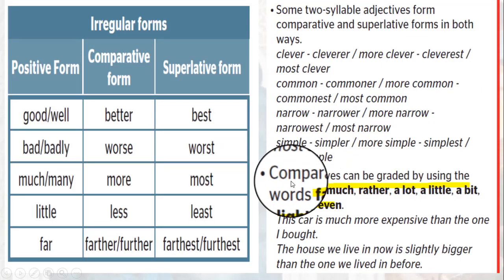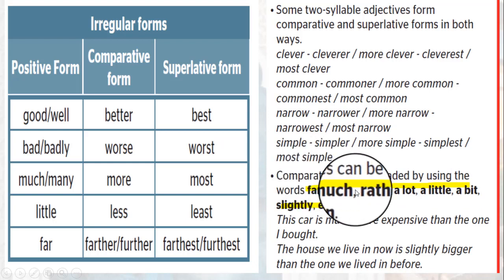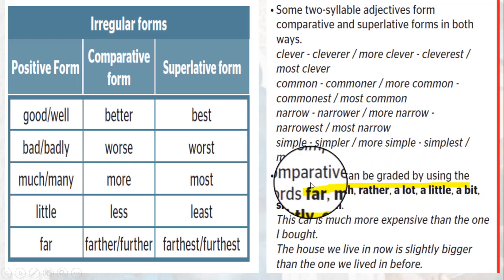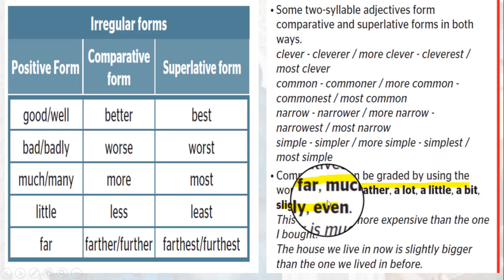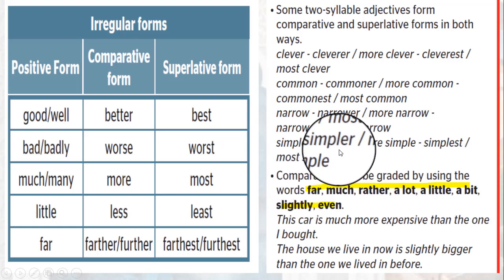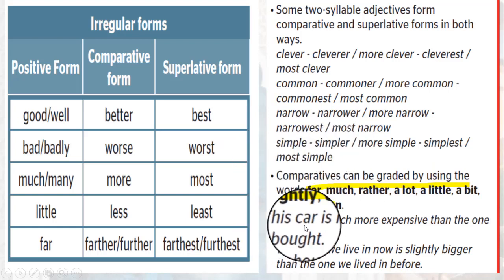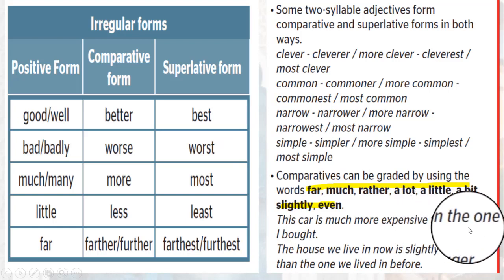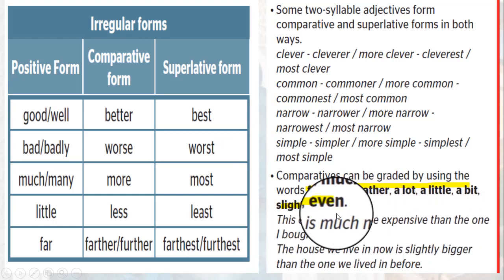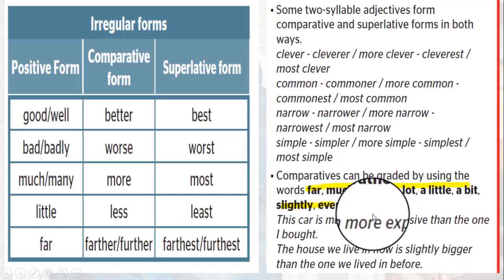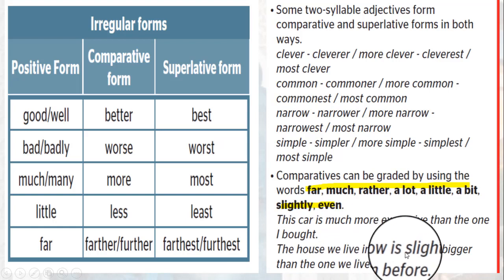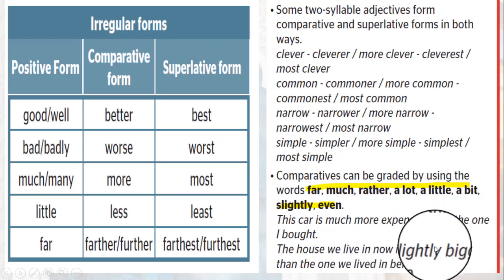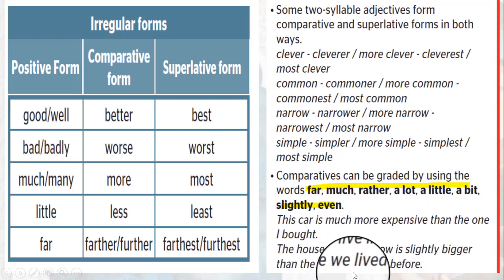We can add more precision if we use words like far, much, rather, a lot, a little, a bit, slightly, and even with some comparatives. Like in the example, this car is much more expensive than the one I bought. So it is not only expensive, but it is much more expensive. The same: the house we live in now is slightly bigger. The difference is not that apparent and obvious than the one we lived in before.